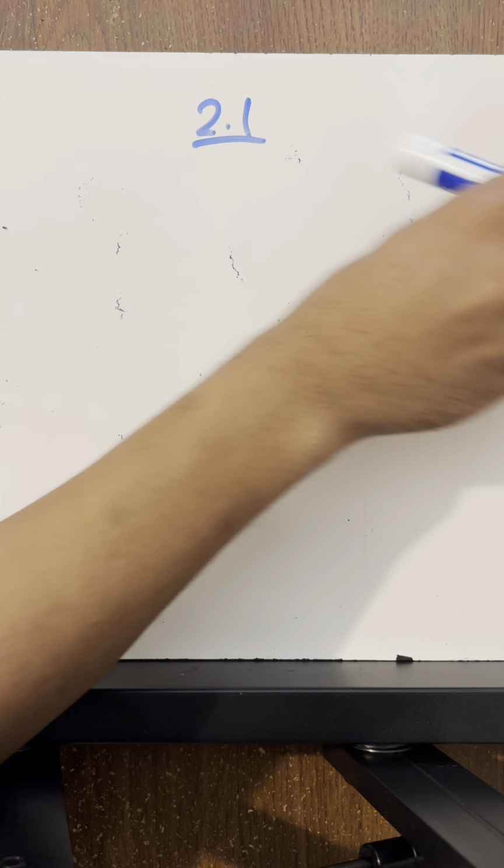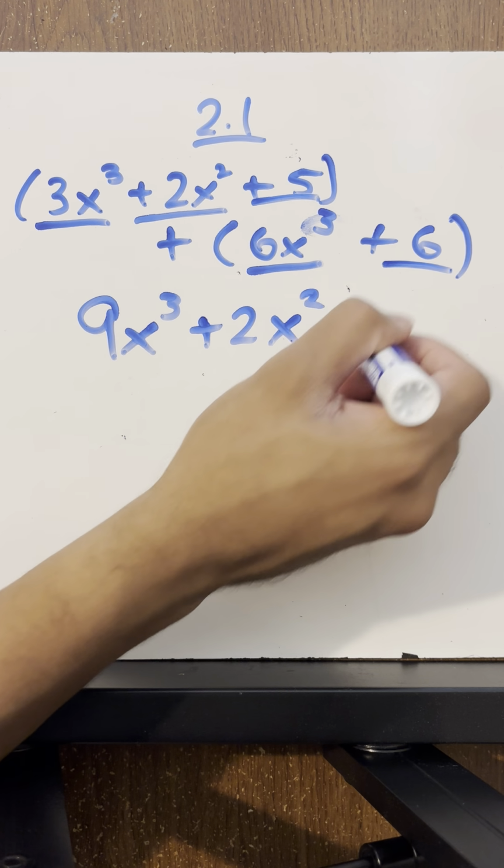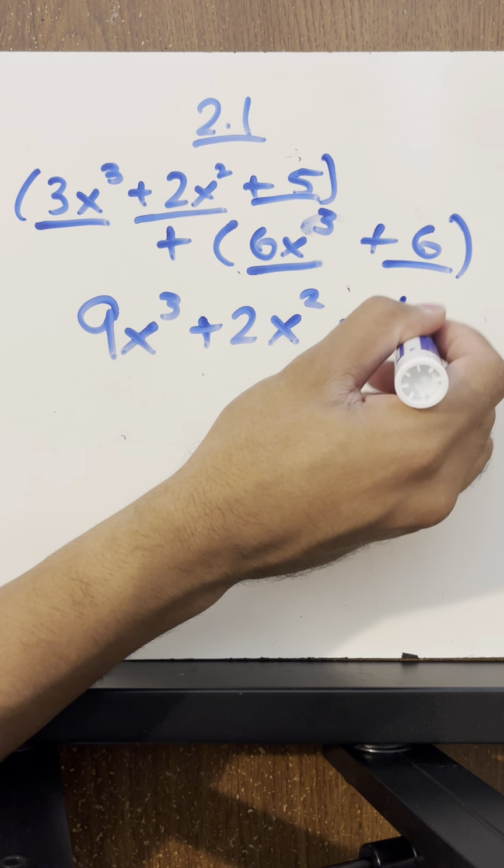All right, so first we see this x to the third term with a 3 coefficient. We see an x to the third term in this one also with a 6 coefficient, so that means we have to add the 3 and the 6 to get 9. And then we keep the x to the third term attached to it. Okay, in this one we see a 2x squared term, but in this one we don't see any x squared term. So we'll just write that in there. It's basically saying 2x squared plus 0, right? There's nothing there, so 2x squared plus 0 is just 2x squared. And then lastly, we see this 5 and this 6. So 5 plus 6 is 11.